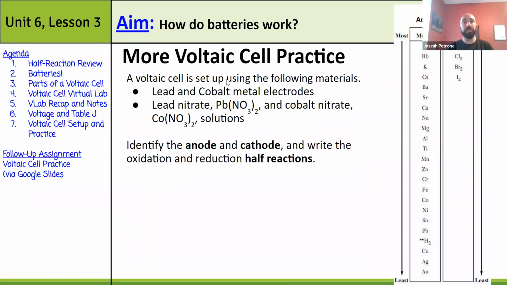All right, so we have a Voltaic cell that is set up using the following materials. We have lead and cobalt metal electrodes, and then 2 solutions, lead nitrate and cobalt nitrate. So we want to identify the anode and cathode, and then write the oxidation and reduction half reactions. And we have table J right here as well. So first thing we need to do is determine which element, lead or cobalt, will be our anode, which is oxidation, or our cathode, which is reduction.